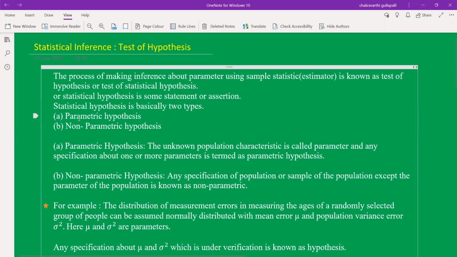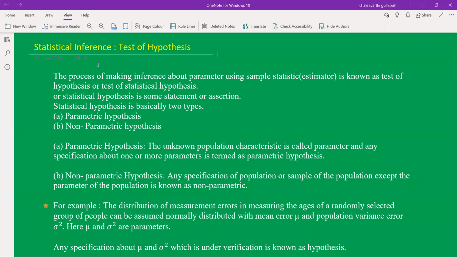So, dear students, the next topic is statistical inference. First part is over, theory of estimation. Second part, test of hypothesis. It's another very important topic. After estimation, definitely we have to learn this test of hypothesis. What is test of hypothesis? That is very, very important.